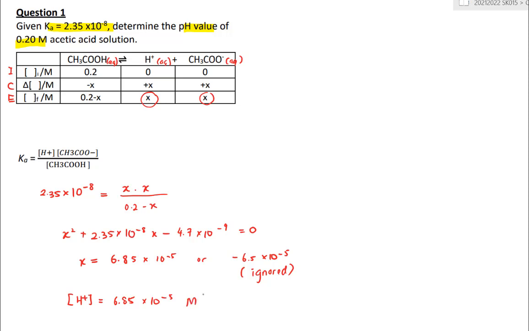To calculate your pH value, apply the formula pH equals negative log of the concentration of H plus. Fill in the value 6.85 times 10 to the power of -5, and you will get the value 4.16 for the acetic acid solution. It's also proof that acetic acid is quite a weak acid because the pH value is quite high, but still lower than 7. The weak acid pH values are around 4, 5, 6. So here's the example of the calculations for a weak acid.